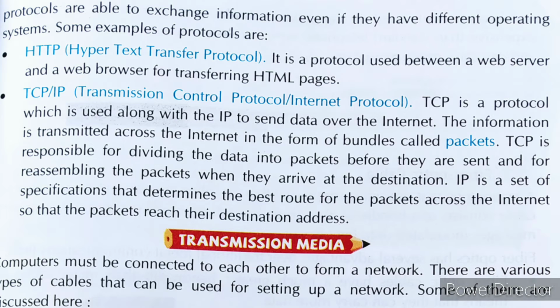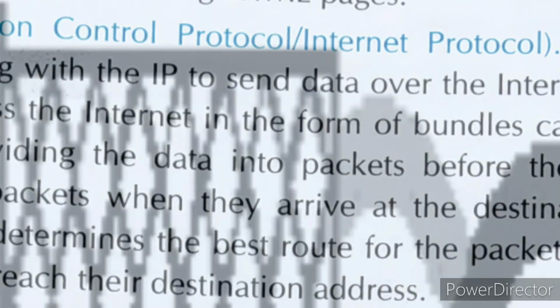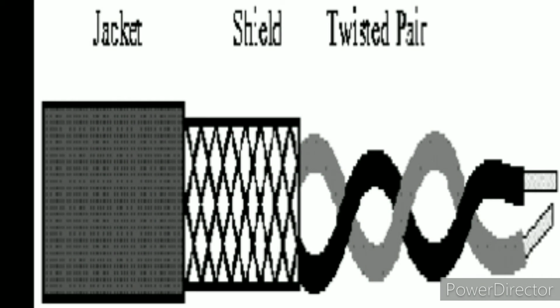Computers must be connected to each other to form a network. There are various types of cables that can be used for setting up a network. Some of them are: 1. Twisted pair cable. It consists of a pair of insulated wires twisted together in a pattern and running parallel to each other.